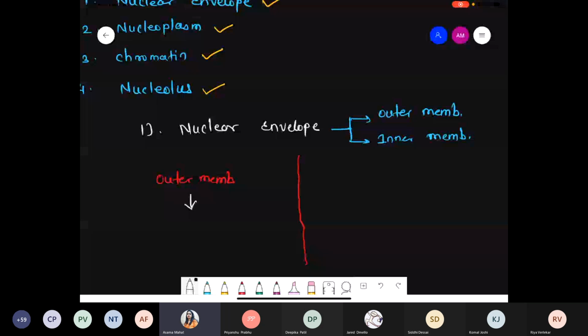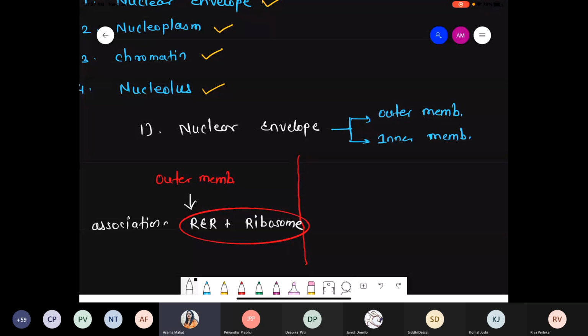So we are talking about the outer membrane. With the outer membrane, there is an association of two organelles, ribosome as well as the rough endoplasmic reticulum. While the inner membrane is not showing extension, it does not have this typical structure. From that point of view, the inner membrane helps in the formation of a smooth structure. So they can form a boundary, the innermost boundary.